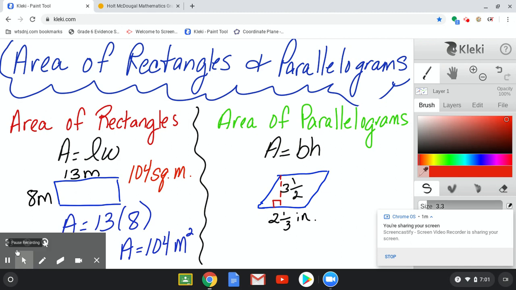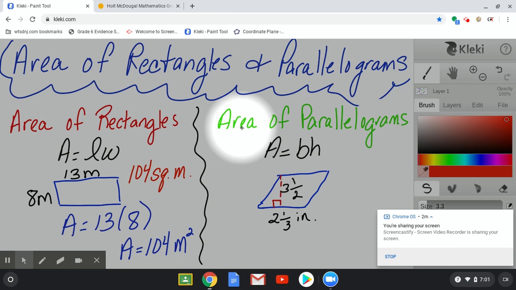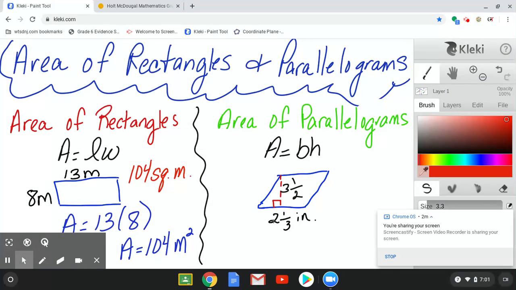Now here in this example, we are talking about area of parallelograms. And the formula for an area of a parallelogram is the base times the height. The base is going to be basically the bottom of the parallelogram. So if we look at my example that I have here, the base of my parallelogram is 2 1/3 inches.